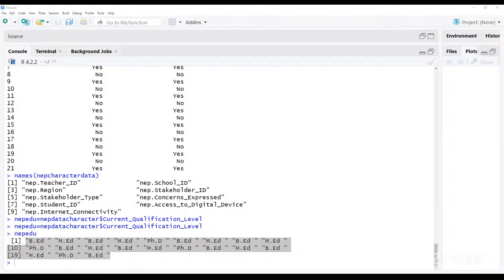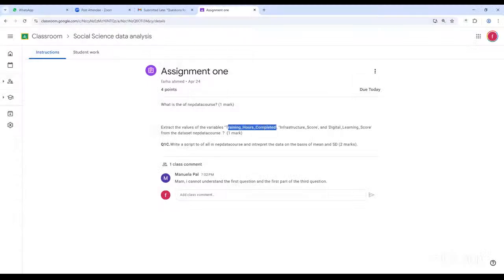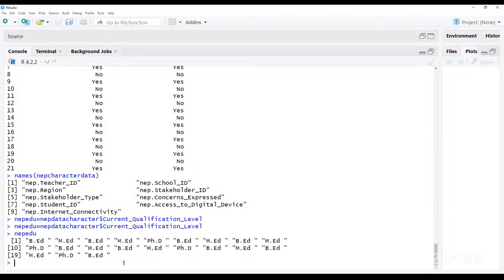And now in the assignment, okay, Manula, I'll give you a chance also. Now you all are telling me that in the assignment you have not understood the first part. So in the first part, I'm asking you to extract the training hours completed data, right? So how will you do it? How will you extract the training hours completed data? Can anybody guide me? I have not understood the first part, just the top question. And it's not coming also.